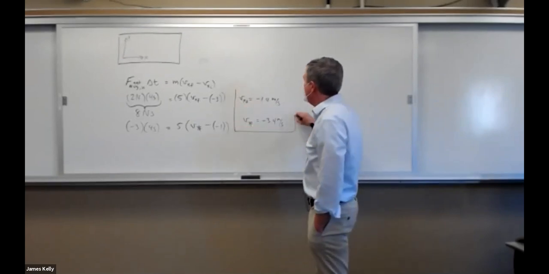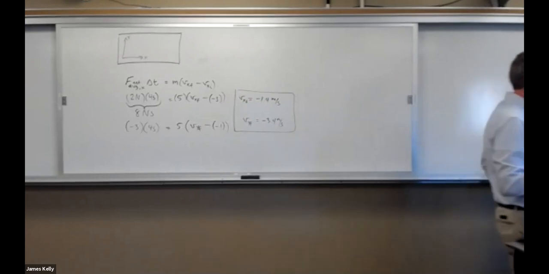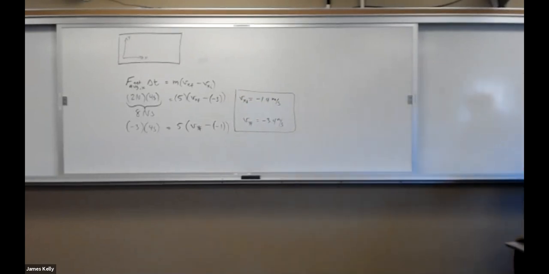In any case, the same thing we could have gotten from F net equals ma or kinematics. Here we're getting it from the impulse momentum theorem. So it doesn't seem so exciting, but we're going to see other ways in which it makes our life easier on Monday.